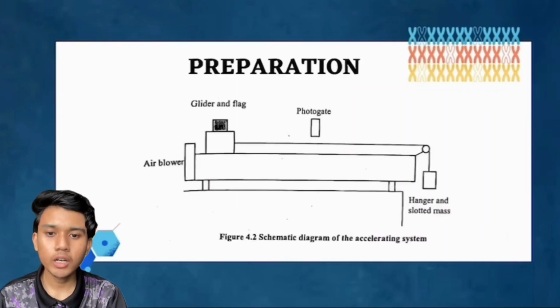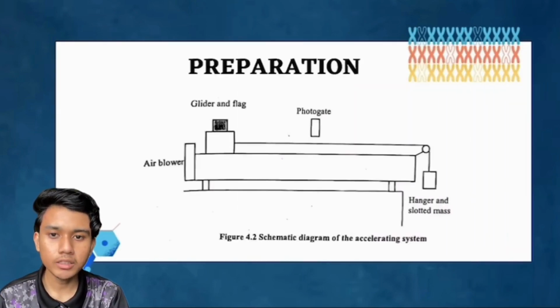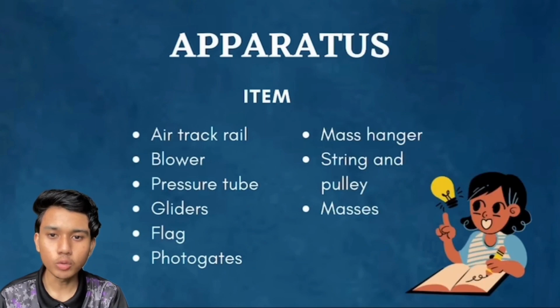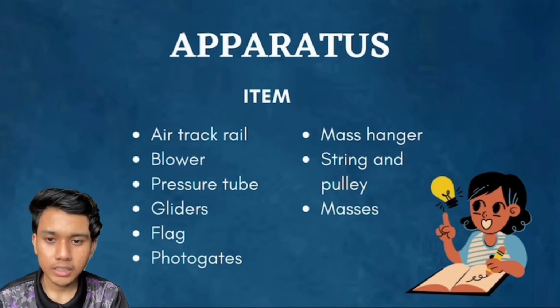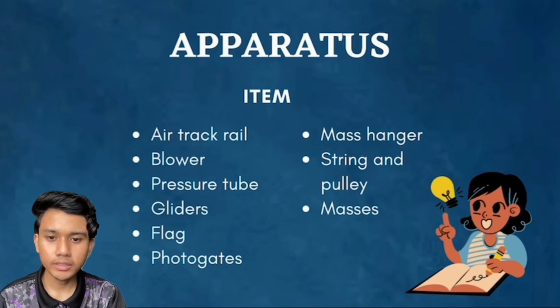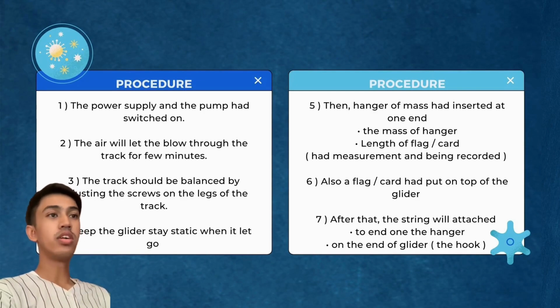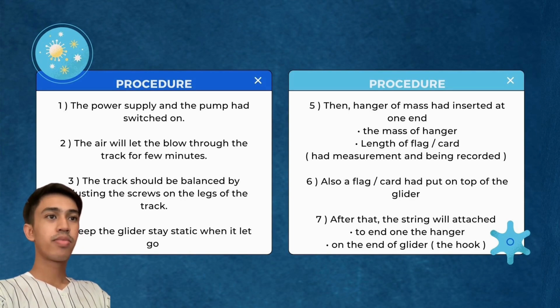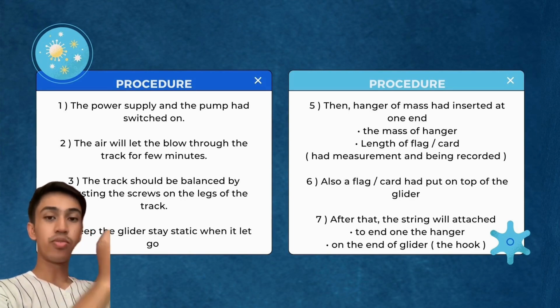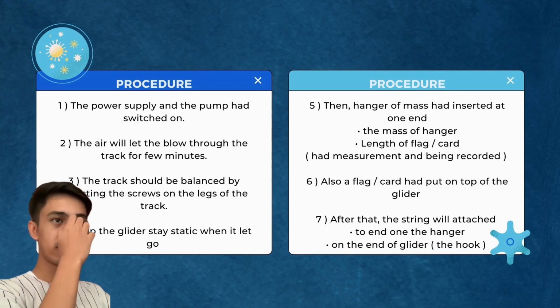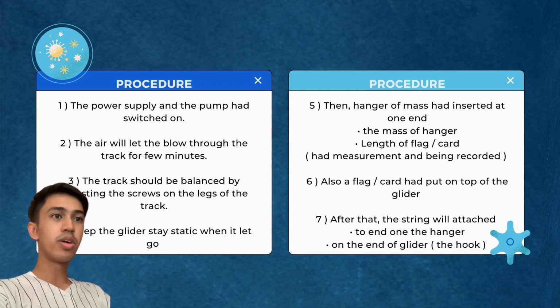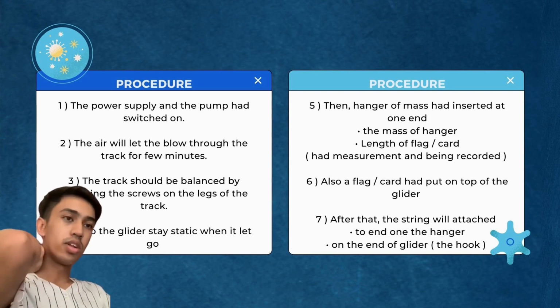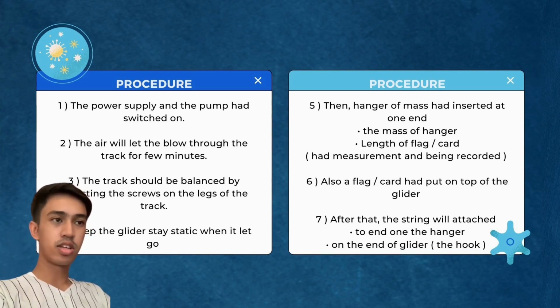So this is how we prepare our experiment, and this is the apparatus: air track, blower, pressure tube, gliders, flag, photogate, mass hanger, masses, and string pulley. For the procedure, first switch on the power supply and the pump, and then let the air blow through the track for a few minutes. Third, the track should be balanced by adjusting the screws on the legs of the track. After that, check that the glider stays still when you let it go.